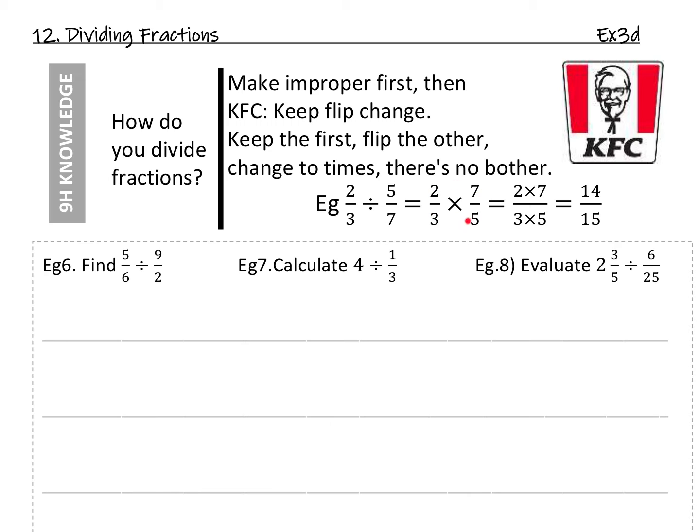This becomes a multiplying fraction question, which we've done before. Multiply the numerators together, 2 times 7, which is 14, and multiply the denominators together, 3 times 5 is 15. Pause the video and try examples 6 to 8.